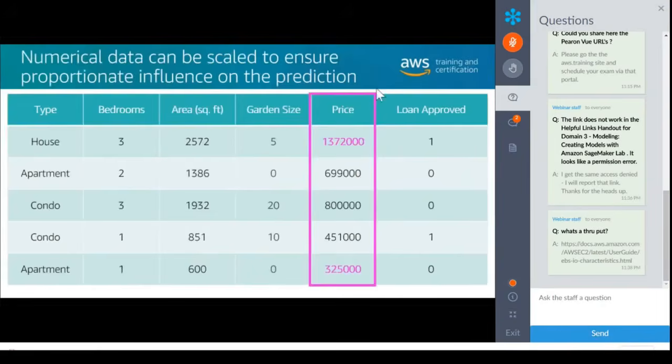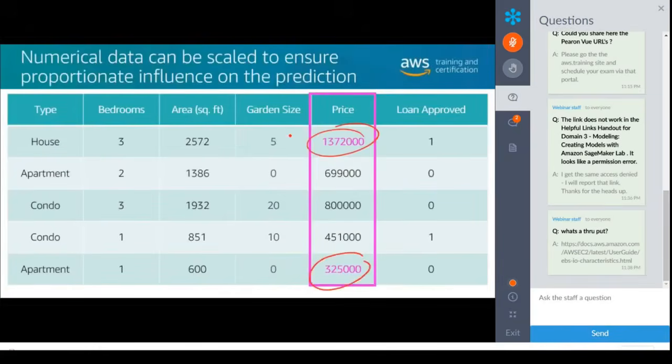So what about the price? So we might need to scale this so as to get more meaning out of this. So numerical data can be scaled so that we have proportionate influence on the prediction. So what do we mean by that? Well, we've got some prices that are very low and some prices that are very high. We might need to scale those back in, or we might need to eliminate these outliers.